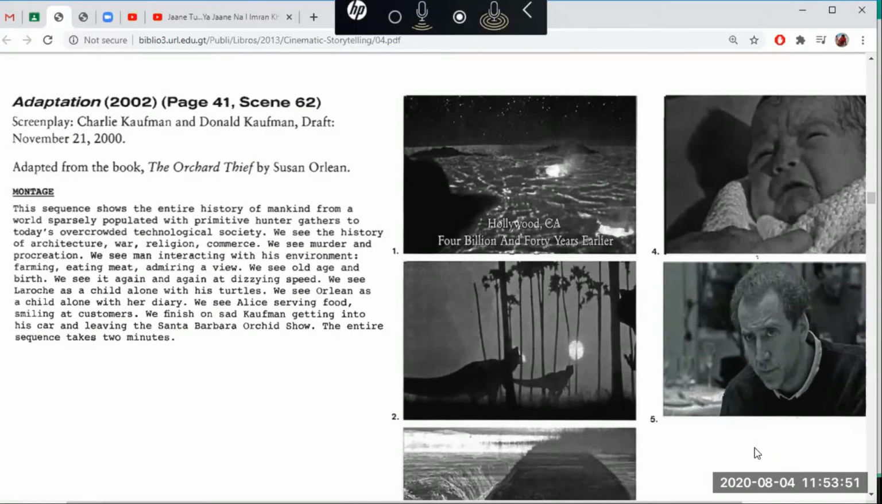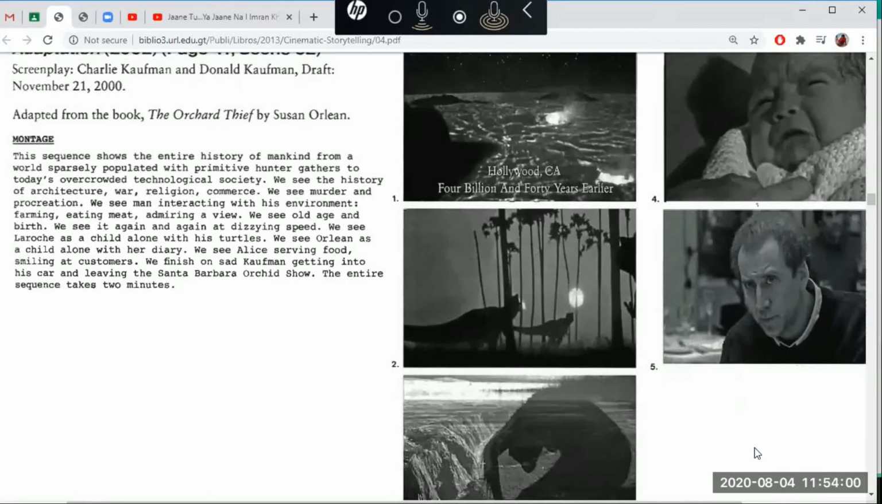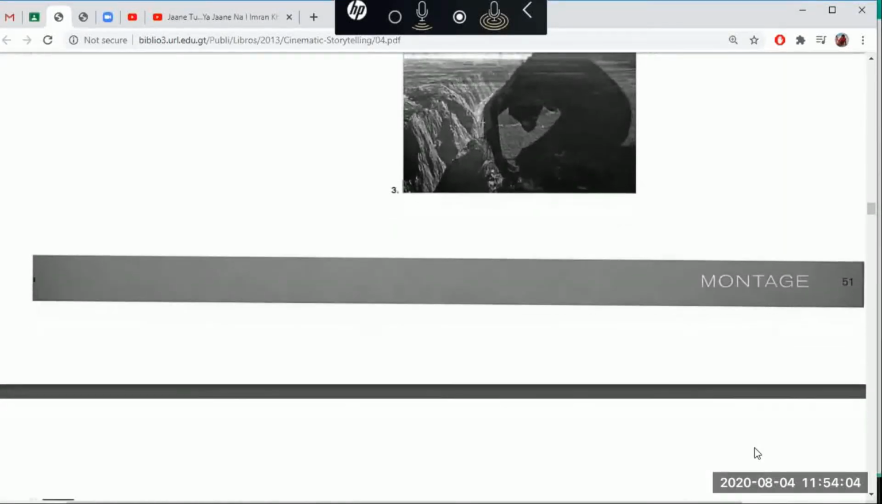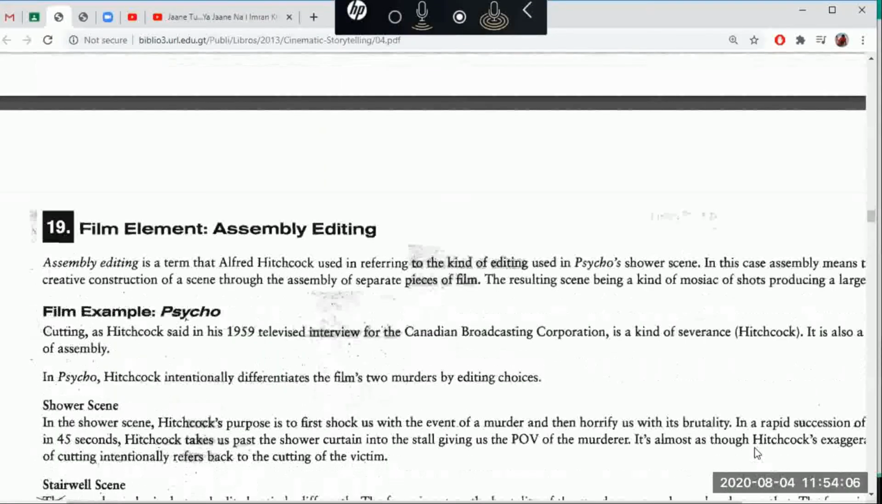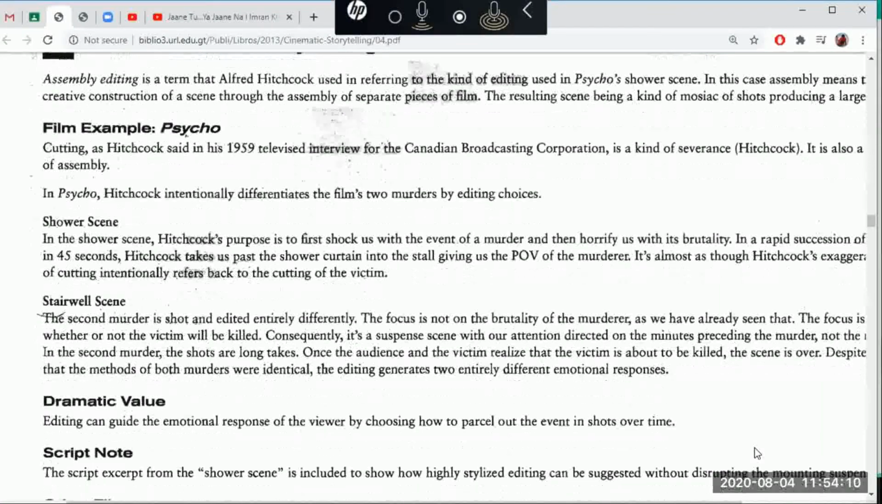So you can see that this film adaptation 2002 actually uses montage to show evolution of both man and nature, right? So whatever amount of time you can conceive in terms of evolution would be fine.